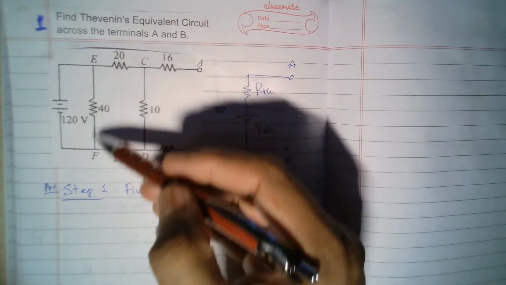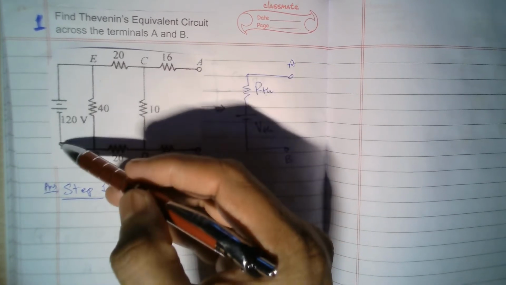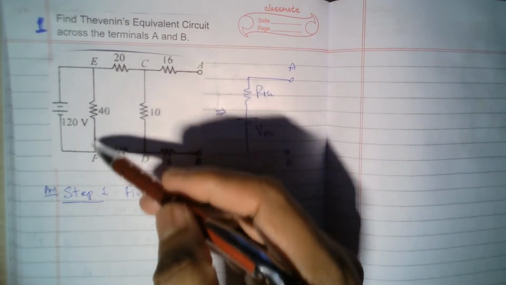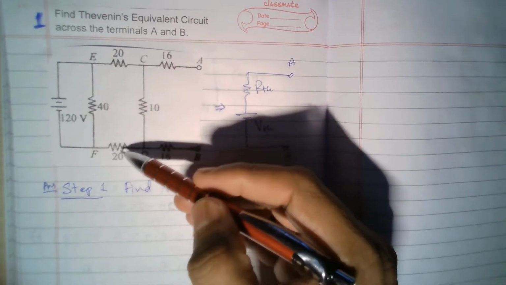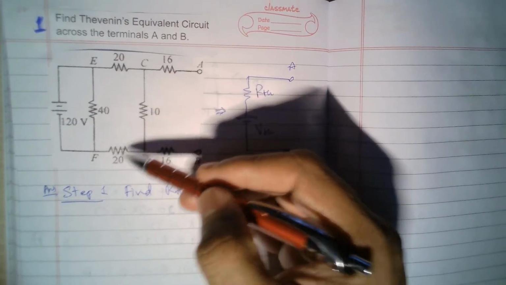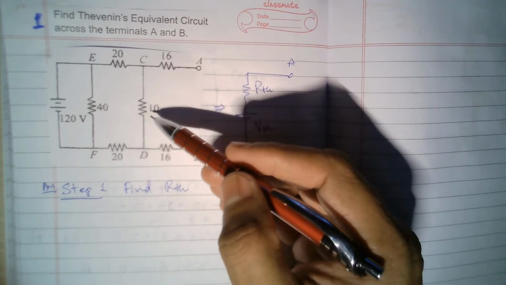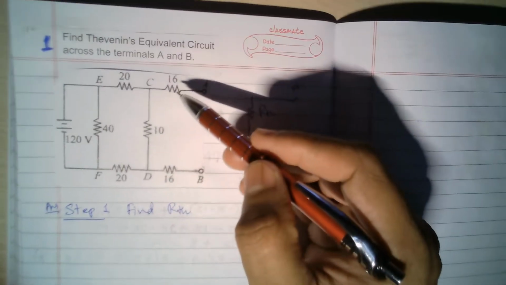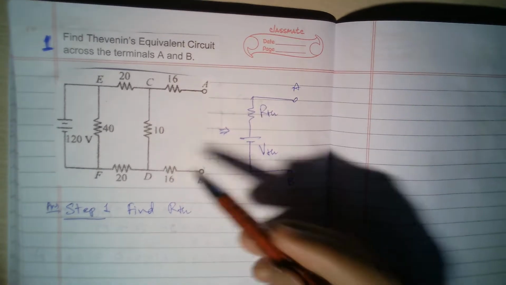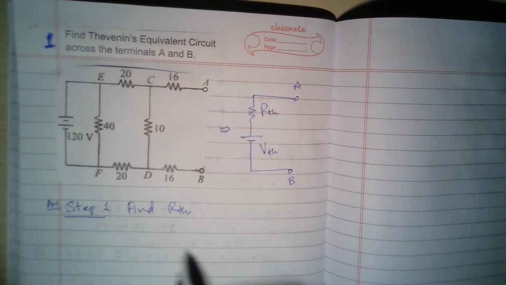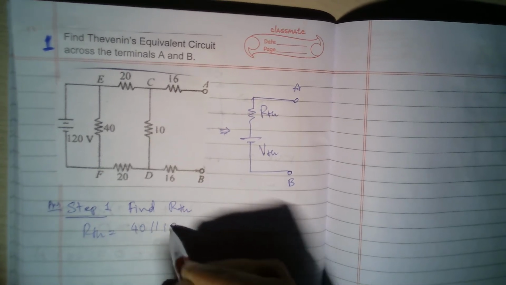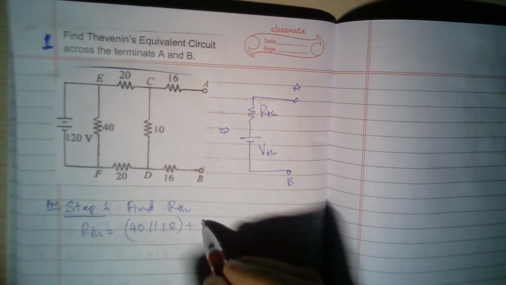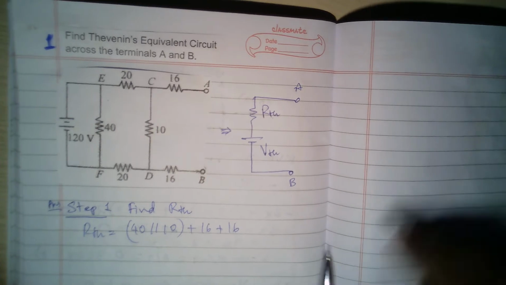So because it is in parallel with 40, if there is a short circuit, this branch will become completely redundant, so you can ignore that. So we have 20 in series with 20, so that is like 40 in parallel with 10. So 40 in parallel with 10 in series with 16 and 16. Okay, so that is our actual RTH. So RTH is nothing but 40 in parallel with 10 and in series with 16 plus 16.